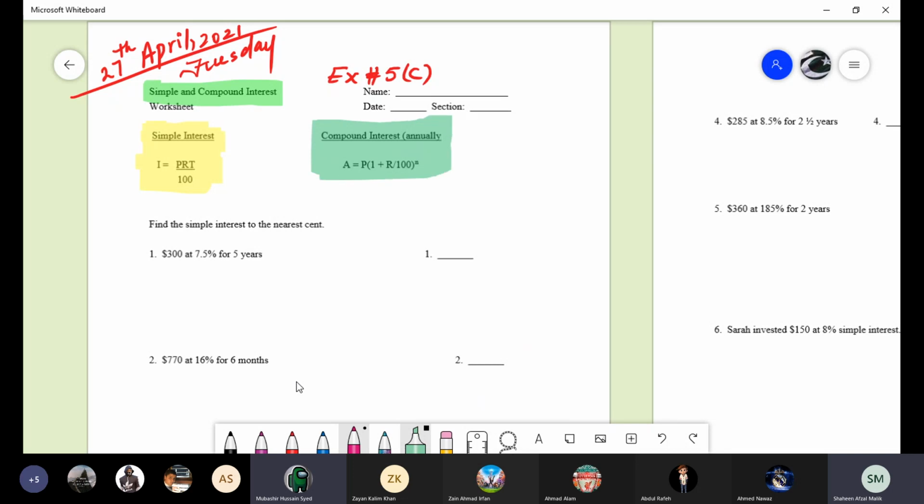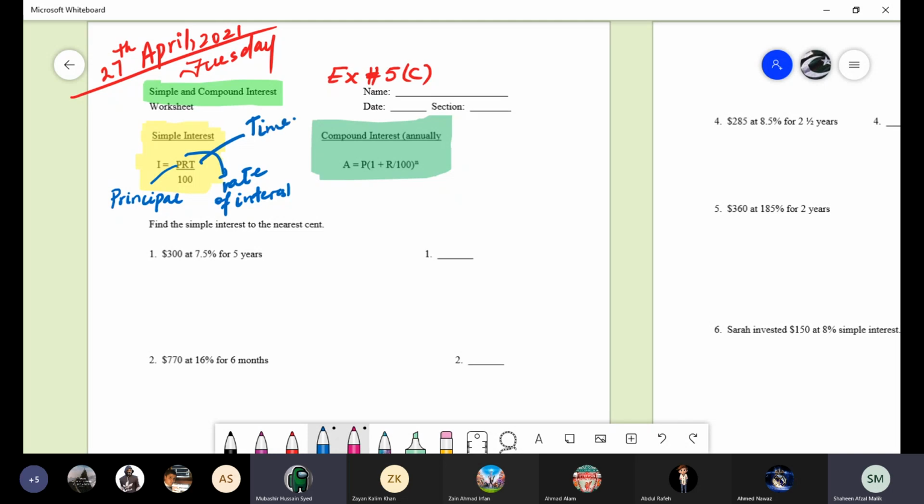What is the P in the formula of the simple interest? Principal. P is for principal. What is R? Rate of interest. R is for rate of interest. And T is the time? T is for the time in years.